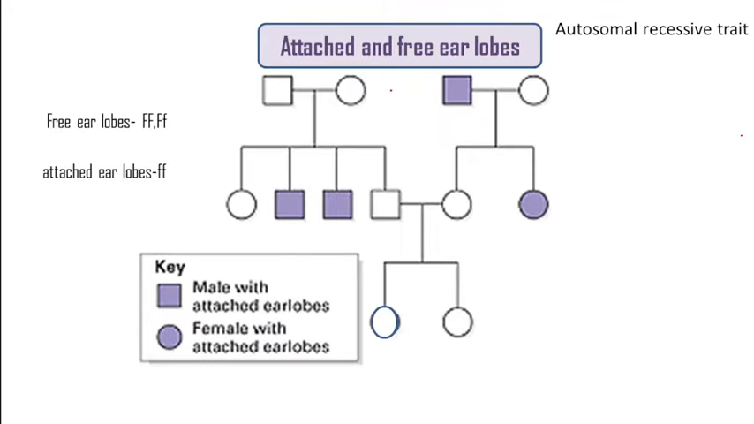This is another autosomal recessive trait, not the dominant trait. By looking at the pedigree chart, we can conclude this by seeing that there is skipping of generation. That means the characteristic is there in the first generation, it's there in the second generation, and it's not there in the third generation. That means this is the recessive trait.